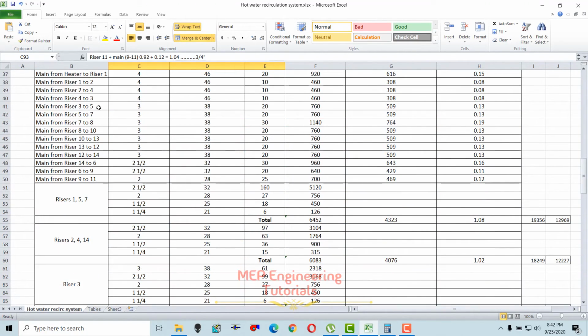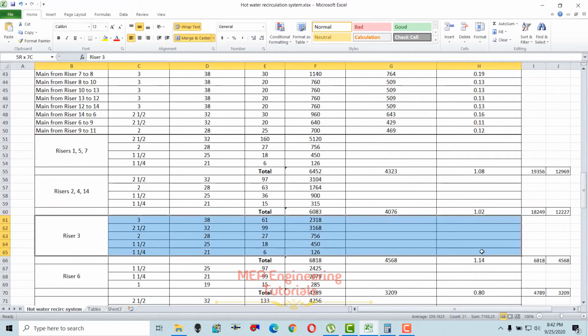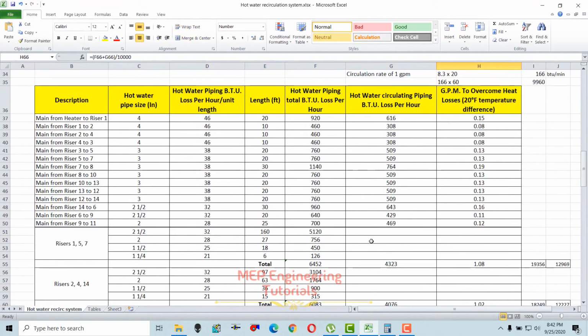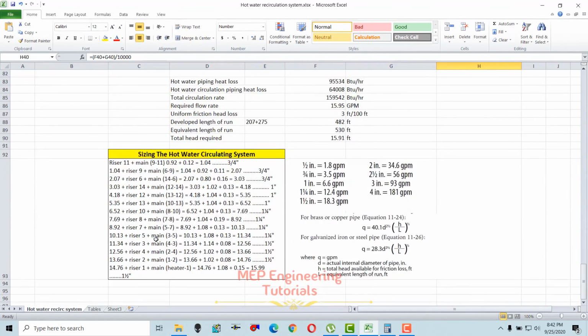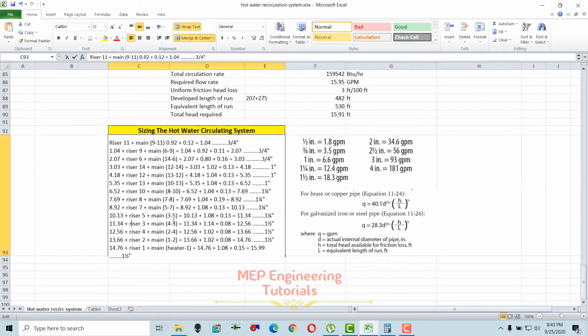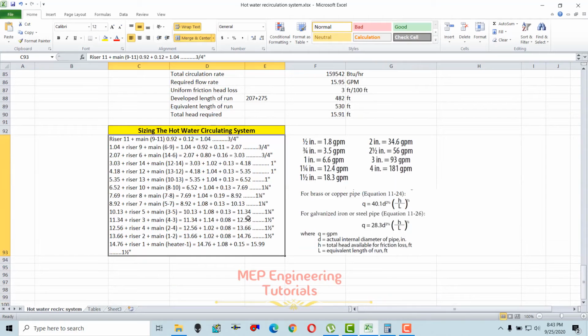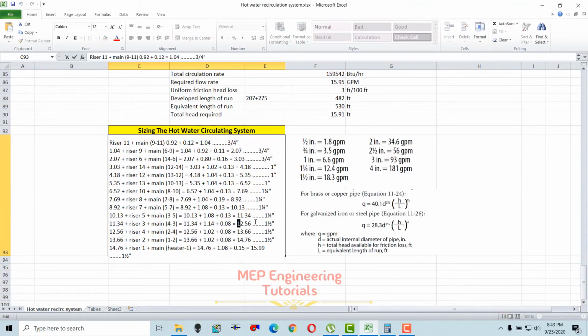So riser 3 is how much? 1.14, and between 4 to 3 is 0.08. So you can see that riser 3 value is 1.14 and 0.08 is for main between 4 and 3, and this is the previous GPM which we have to add in here to get the size for the next pipe segment. So if you see that total which we calculated here is 12.56 GPM. So 12.56 GPM, if you see here, it's 12.4 GPM.